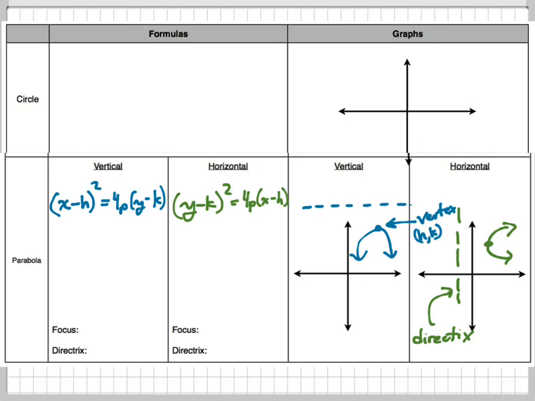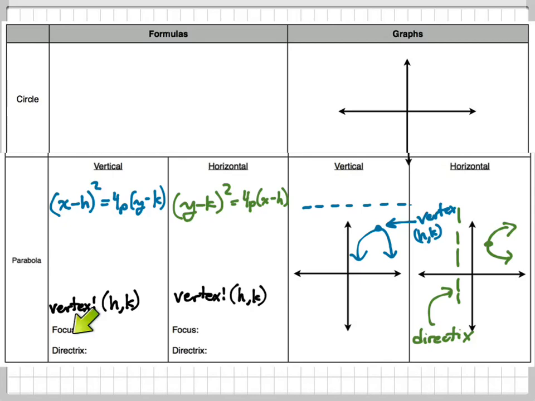Now back to our vertical one, let's put the vertex down there because I didn't put the vertex. I think that's good to note. Vertex is HK. And it's the same for both of them. So vertex over here, HK.